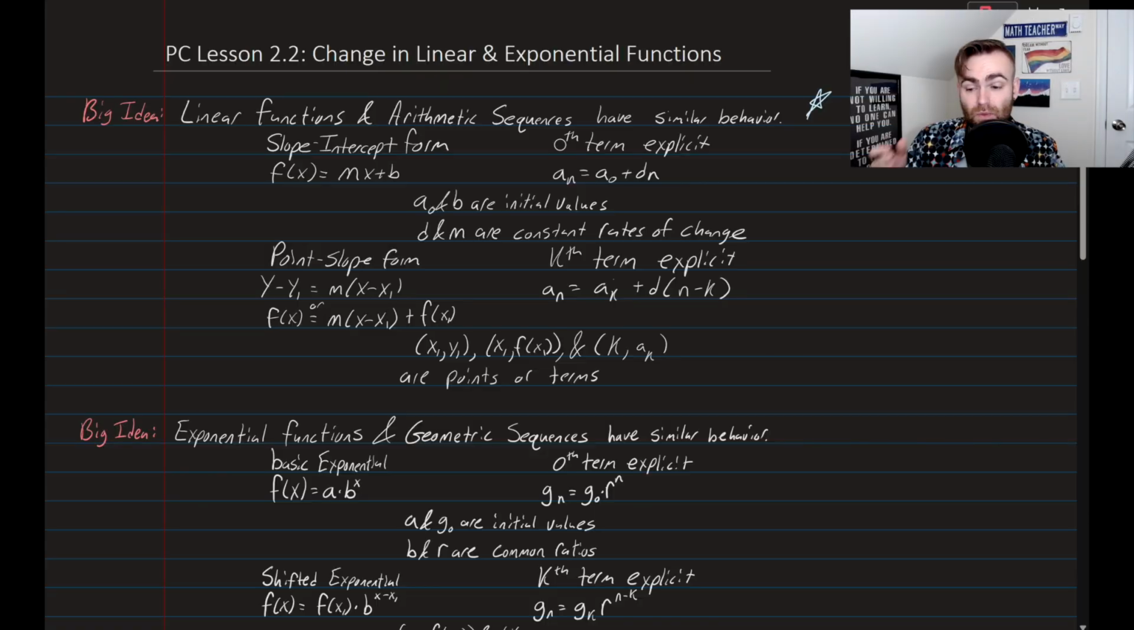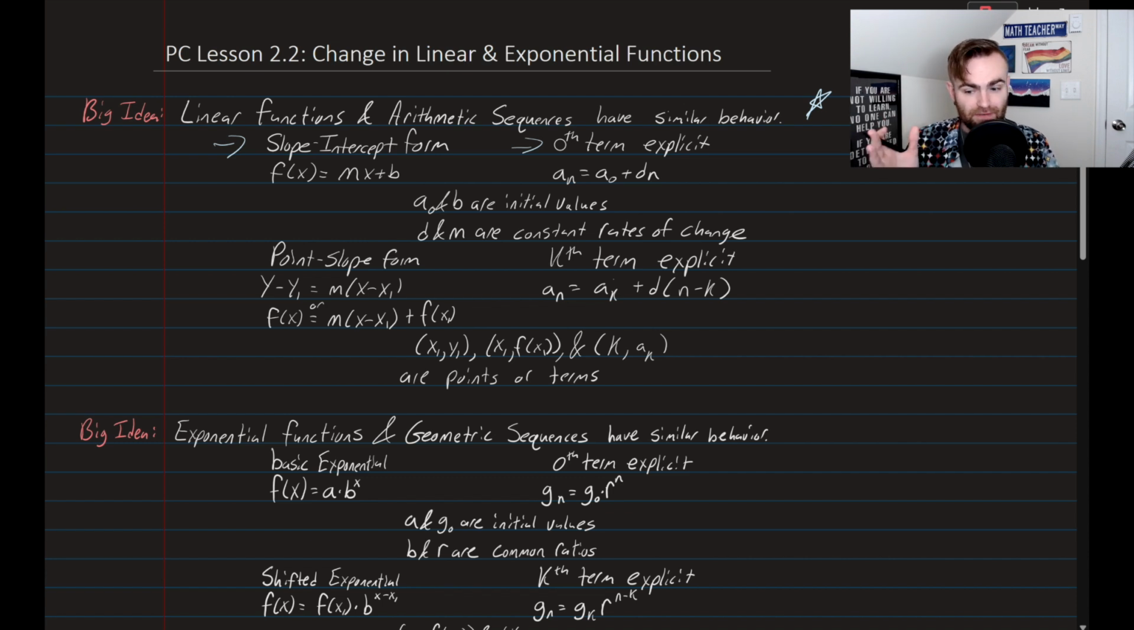So let's get started. In this lesson here, we're going to be talking a lot about big ideas in the beginning, so hopefully it makes the video a little bit faster, but it's probably going to be a little bit more boring, so I apologize. So linear functions and arithmetic sequences are very similar. They have similar behavior and they have similar forms. First of which being slope-intercept form and the zeroth term explicit.